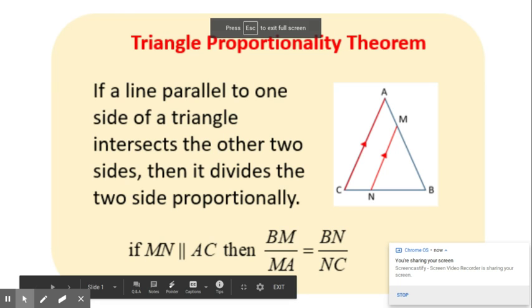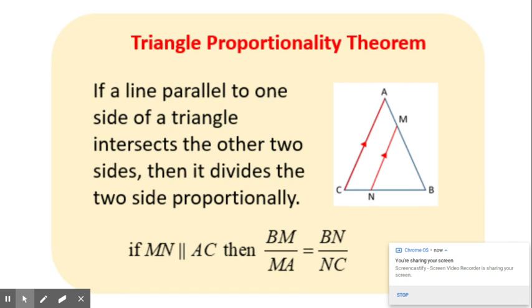Okay, the triangle proportionality theorem states that if a line parallel to one side of a triangle intersects the other two sides, then it divides the two sides proportionally. So what we have here is a proportion that is set up based on this triangle. We know that this segment MN is parallel to this side AC, so therefore it divides those other two sides that it intersects up into proportional parts.